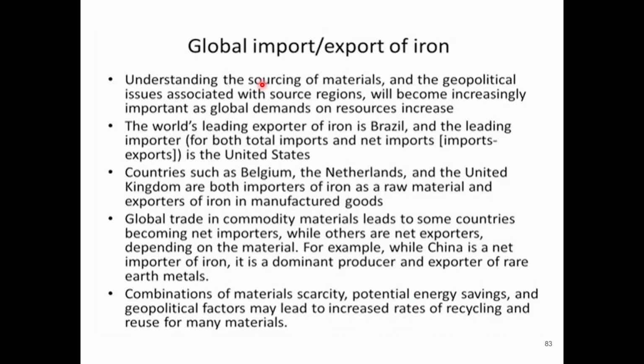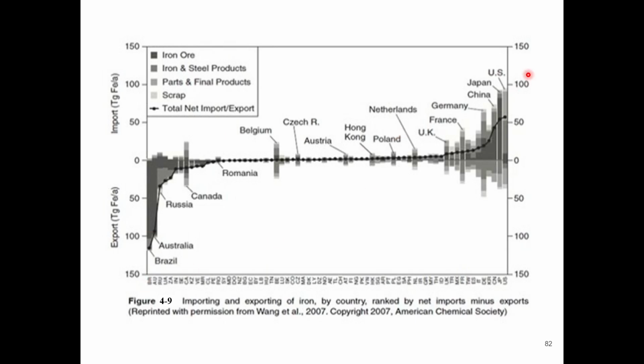So, from this chart on the global import and export of iron, we can find that understanding the sourcing of materials and the geopolitical issues associated with source regions will become increasingly important as global demands on resources increase. The world's leading exporter of iron is Brazil, and the leading importer, both in total imports and net imports, imports minus exports, is the United States. So the leading importer is the US, and the leading exporter is Brazil, as you can see from this.